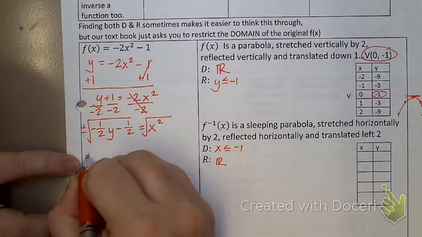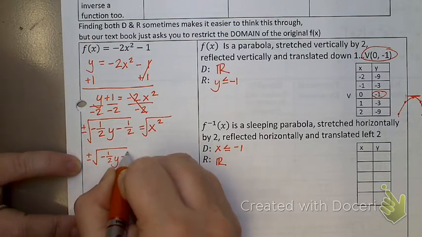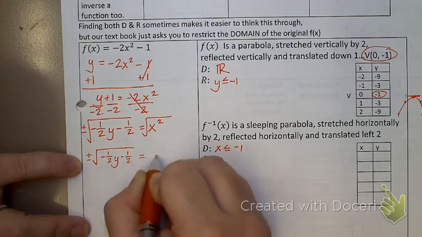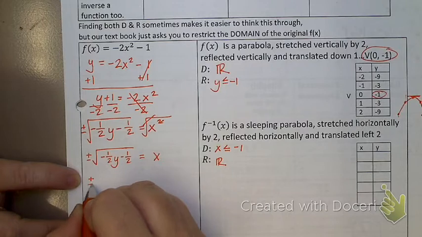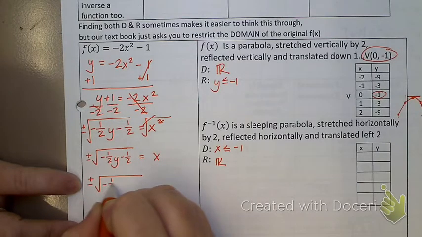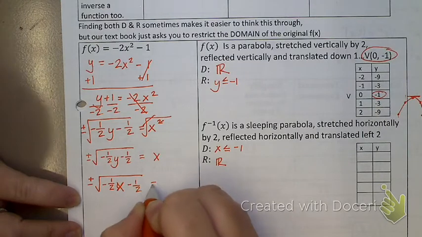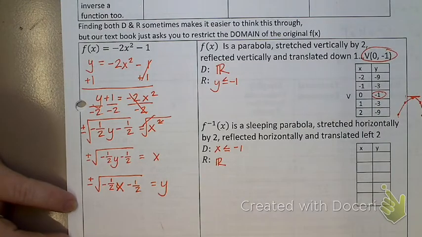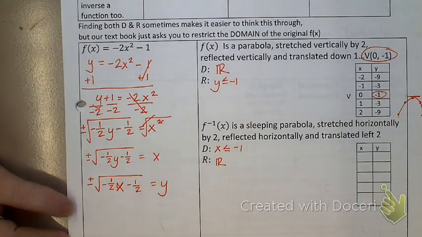So let's see, plus or minus the square root of negative 1/2 y minus 1/2 equals x, because that will cancel. So now I'm going to switch my x's to y's and my y's to x's. x minus 1/2 equals y, and then I change it to my new notation. So f inverse of x is equal to the square root of negative 1/2 x minus 1/2. Okay?